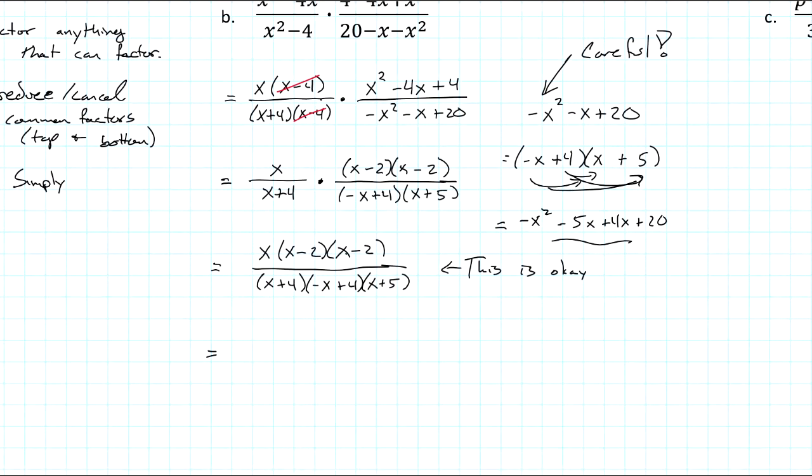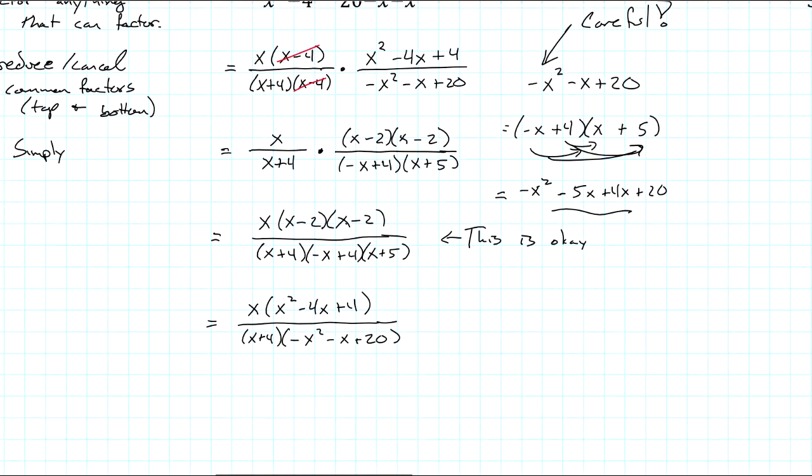So we could have on top, I'll leave the x for a second. We'll get x squared minus 4x plus 4. On the bottom, I'll leave the x plus 4. And then the other one was negative x squared minus x plus 20. I'm able to do that so quick because that was what we had above already. I'm just multiplying back into that. And then I can distribute the x across the top to get x cubed minus 4x squared plus 4x over.